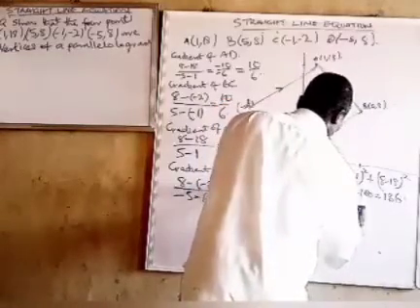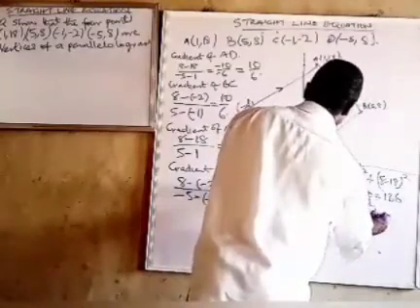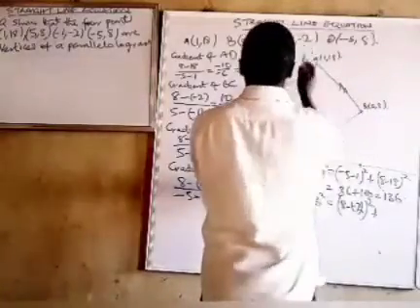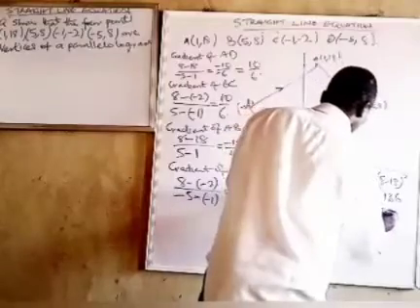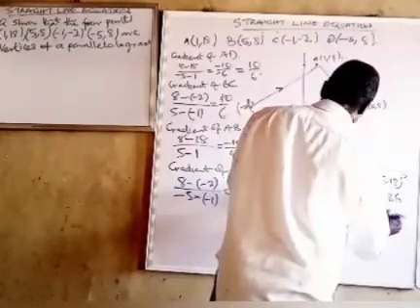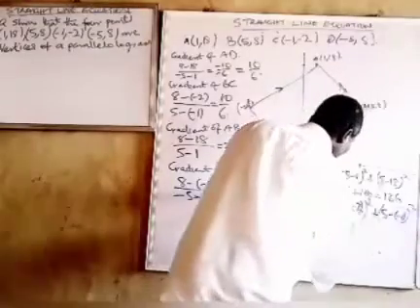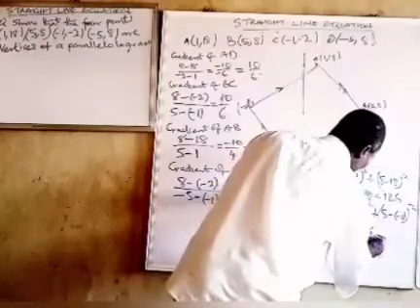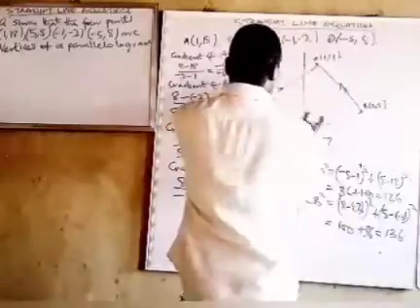So let's check the length of CB. 8 minus 1 squared plus 8 minus 2 squared, plus 5 minus 1 all squared. This is going to give me 100 plus 36. So you can see that the opposite sides are equal.